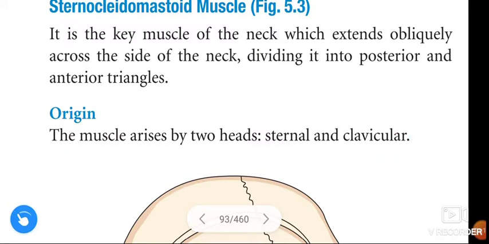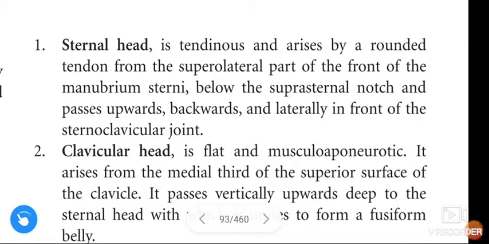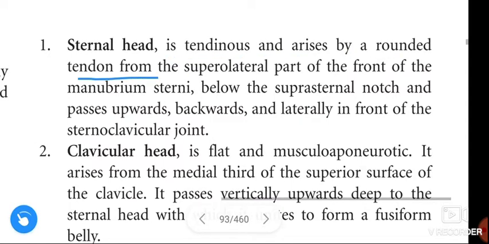Okay, next, first see about the sternal head. Sternal head is tendinous and arises by a rounded tendon from the superolateral part of the front of the manubrium sterni below the suprasternal notch and passes upward, backward and laterally in front of the sternoclavicular joint.